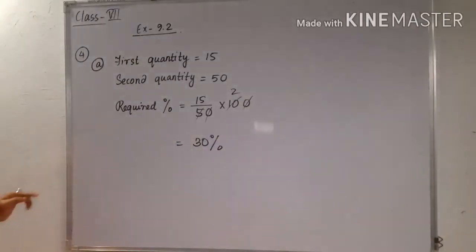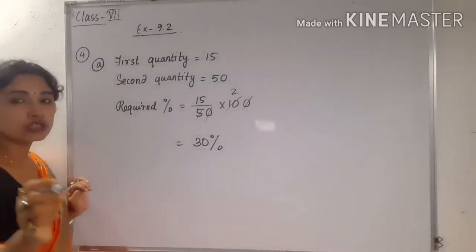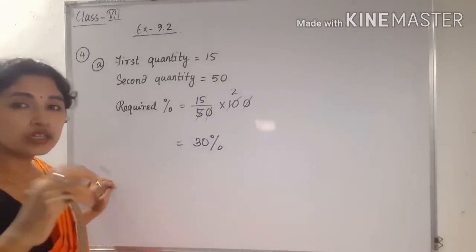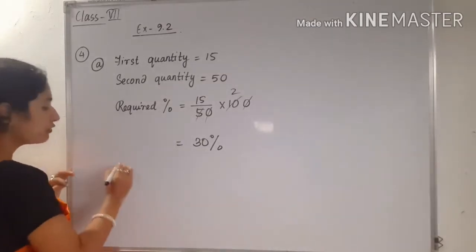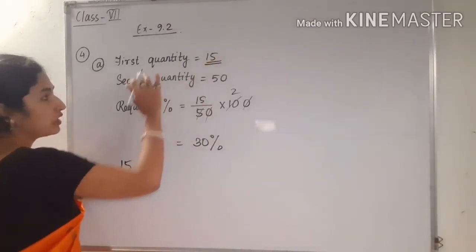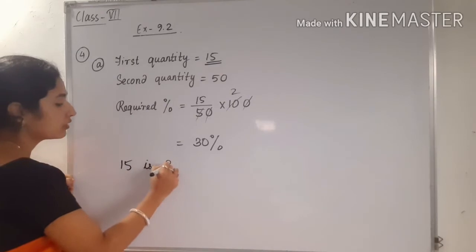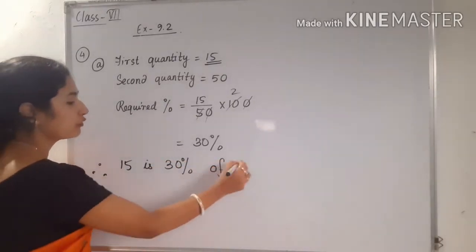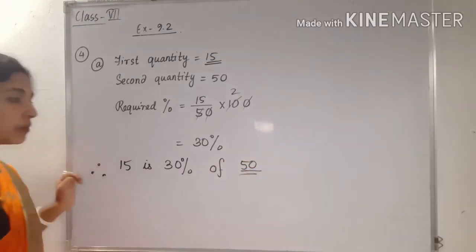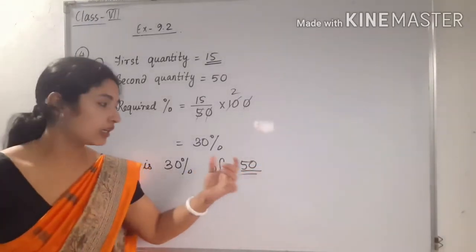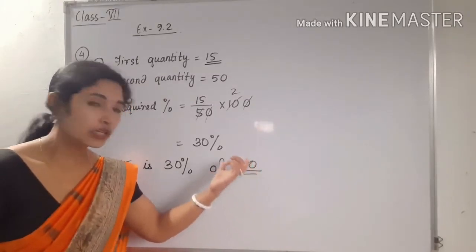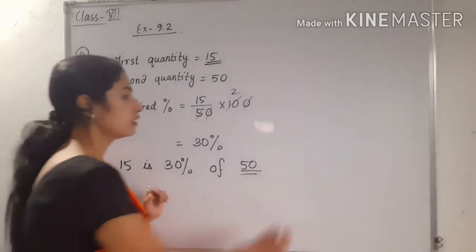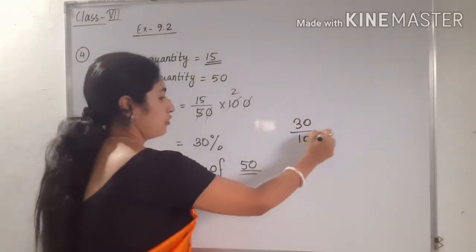See, the meaning of this is, here in the question it is clearly written: express the first quantity as the percentage of the second quantity. That means the first quantity is 15, so the first quantity is 30% of, okay, therefore 15 is 30% of 50. So when we find 30% of 50, clearly listen, we will get 15. You can easily find this one, 30% of 50.